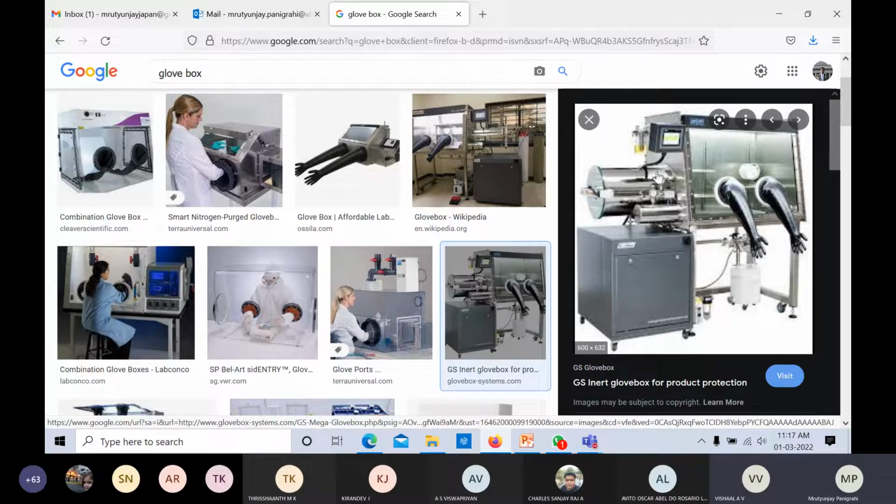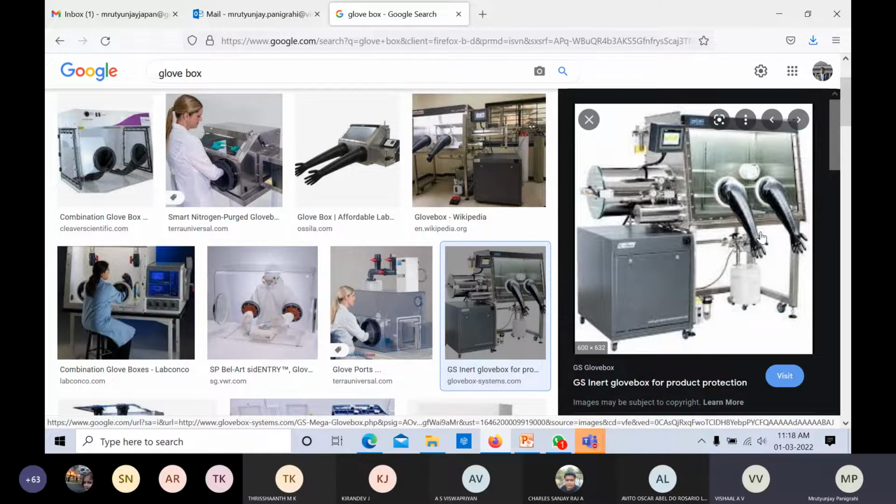Then automatically, some filters inside will absorb it and bring it back to your original position, less than 0.001 ppm. Okay, then again you can work.